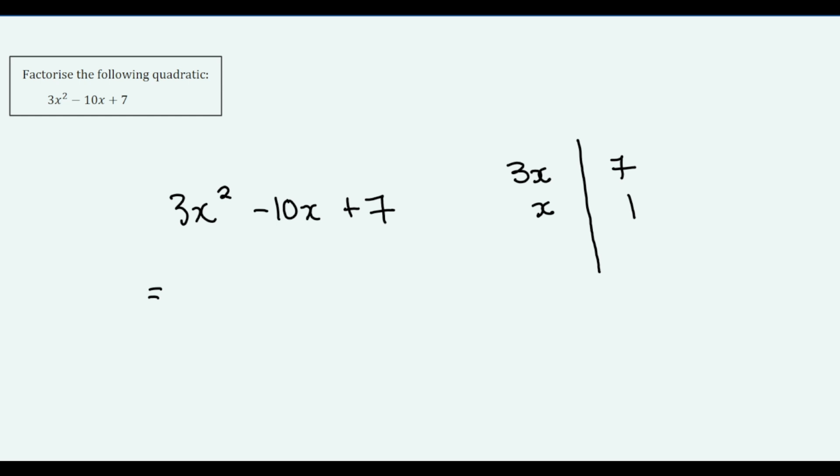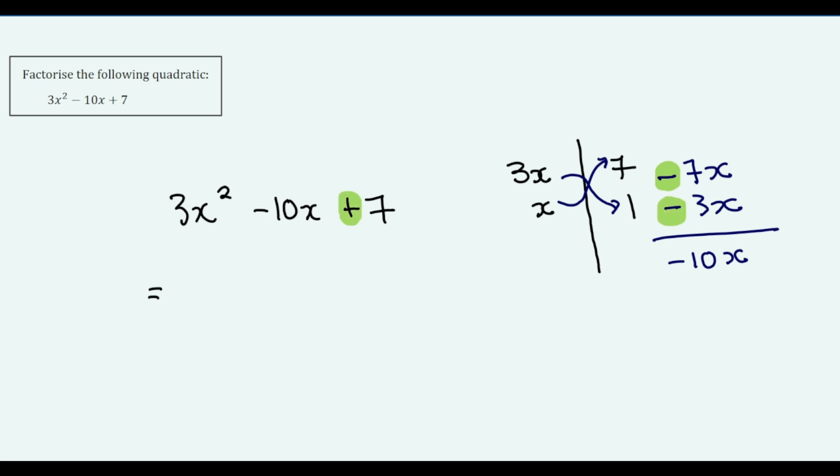Now we need to either cross multiply or multiply within the same row. We want negative 10x. 3x times 1 is 3x, and x times 7 is 7x. If I make both of these negative, I'll have negative 10x. Also, negative times negative is positive. So this seems to work.